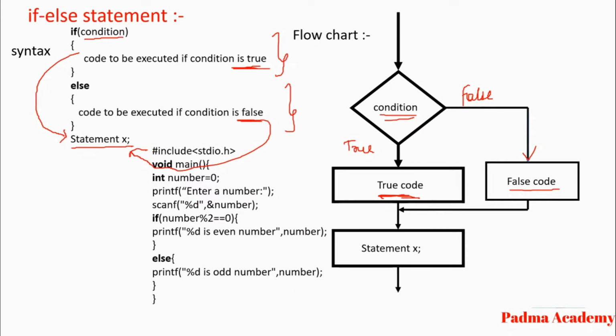An example of it is: hash include stdio.h for including the header file, void main. Then we have declared number, an integer type variable. Then we have taken the number from the user, suppose 3. Then it will check that number mod 2 is equal to 1, which is not equal to 0. So this condition is false. Then it will execute the else part, it will print the value of the number variable, that is, 3 is an odd number.